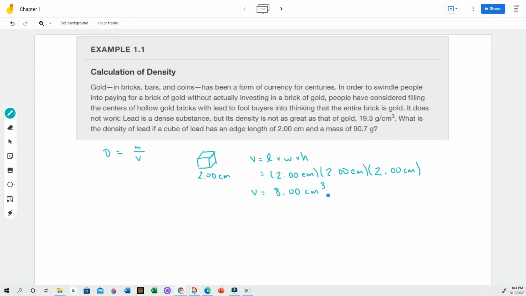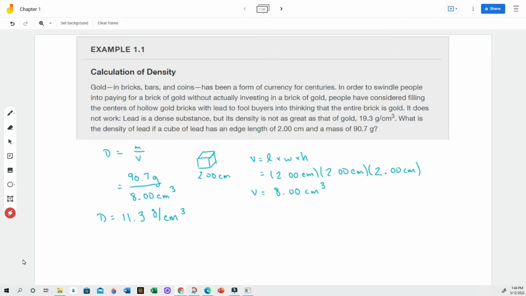Now I have a volume along with my mass given by the problem, so I can calculate the density. So my density is simply going to be my mass, which is 90.7 grams, divided by my volume, which is 8.00 centimeters cubed, which gives me a density of 11.3 grams per centimeter cubed.